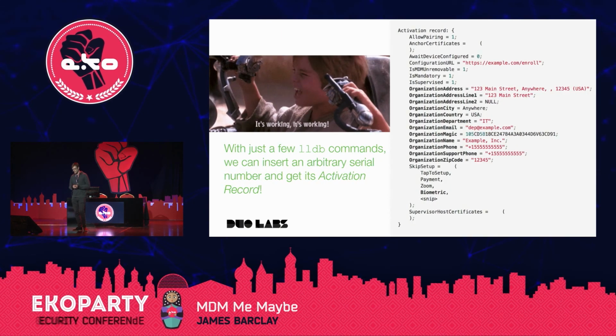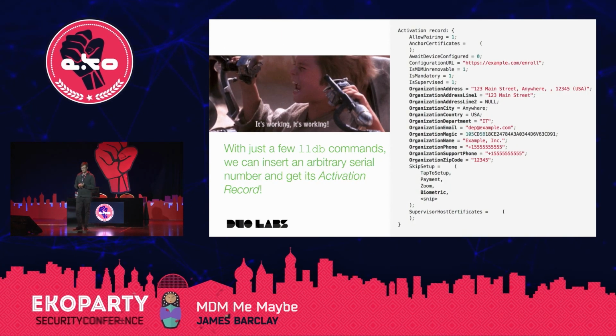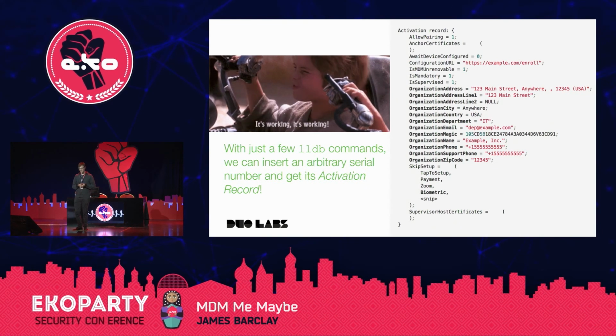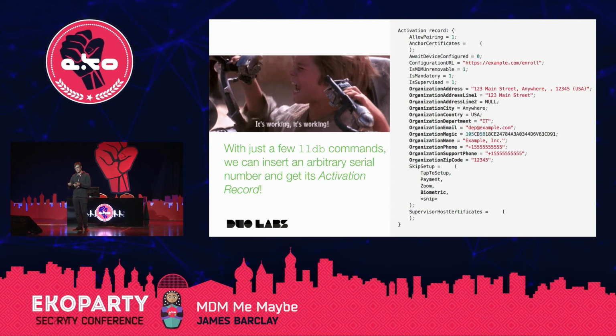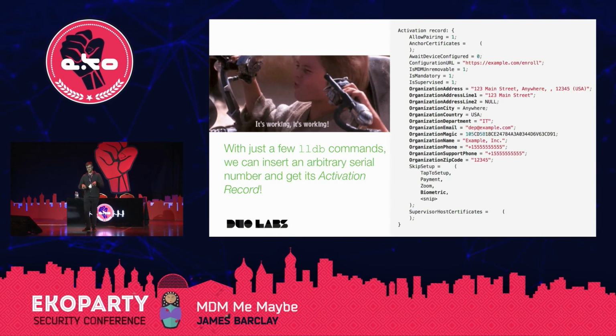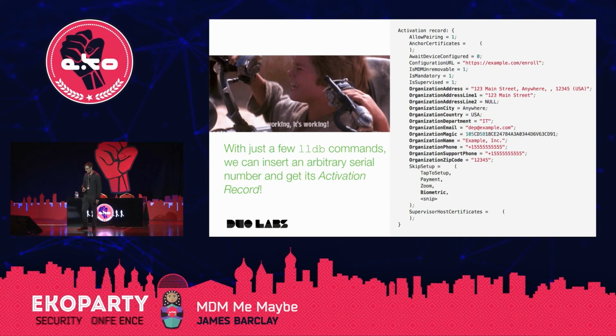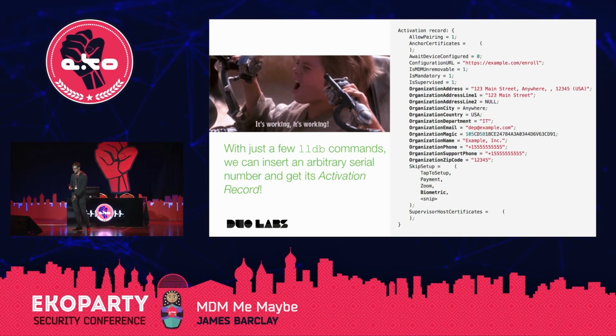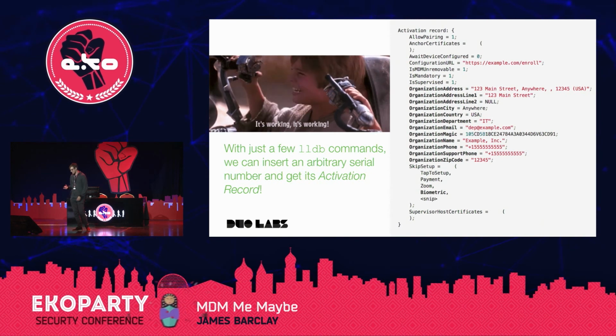And that worked. So with just a few LLDB commands, we were able to insert an arbitrary serial number and get that serial number's activation record back, not the serial number of the Mac we were using. So as you can see here, we have someone else's activation record.